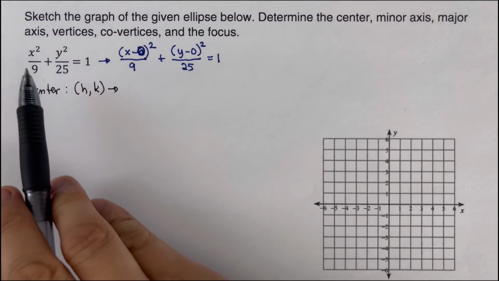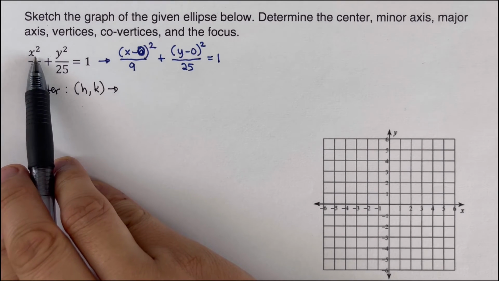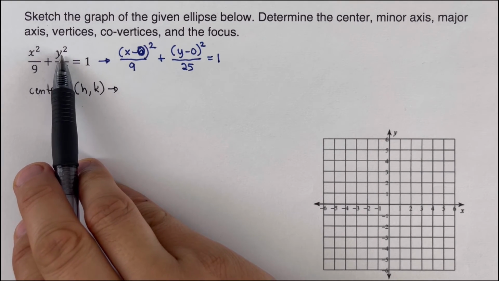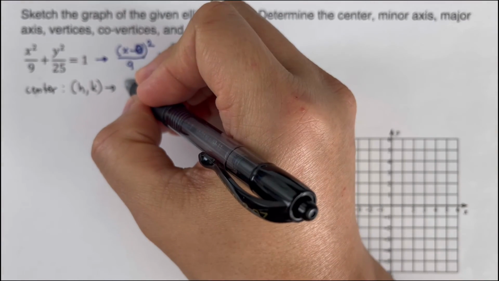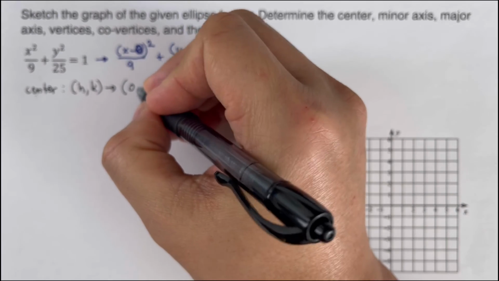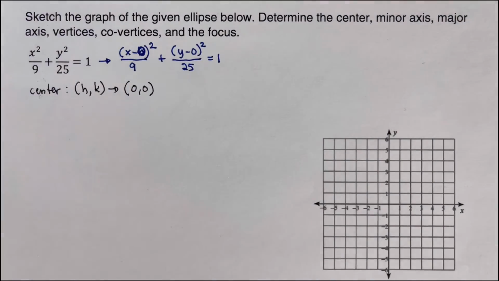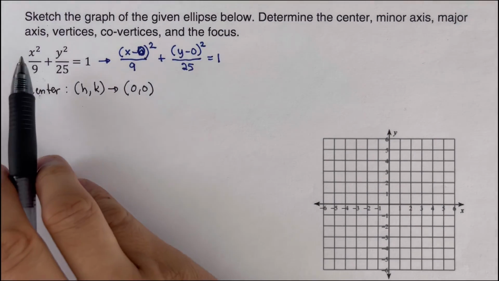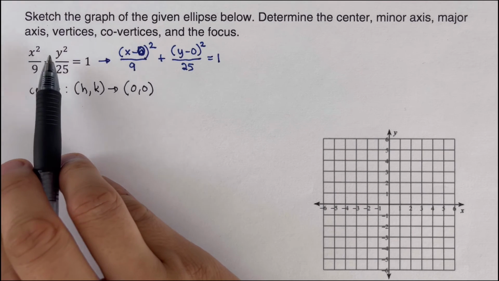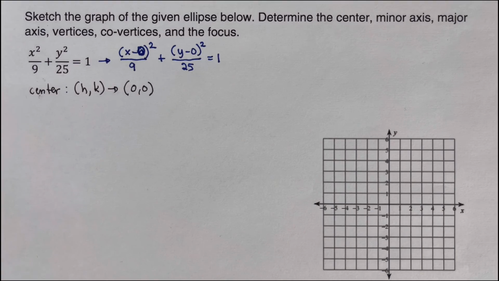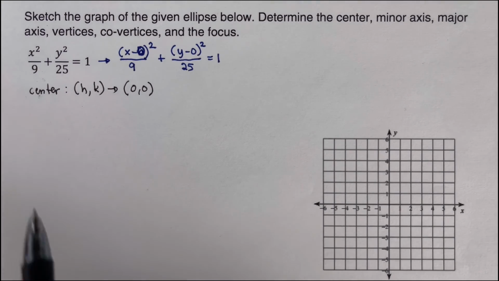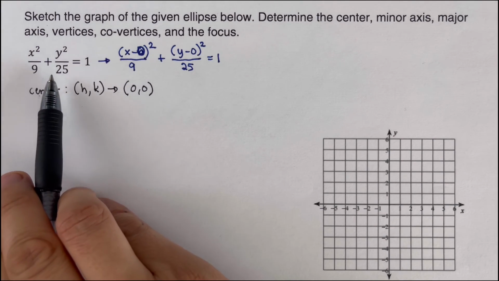So what I did was I added 0 to the h here, and I subtracted 0 to the k right here. So we can go ahead and say that the center for this ellipse is at (0, 0). Again, we remember the fastest way is that if there's no number next to the x and there's no number next to the y, the center would be at (0, 0). So then we can go ahead and look at the values for a and b here. So this is 9 and this is 25.